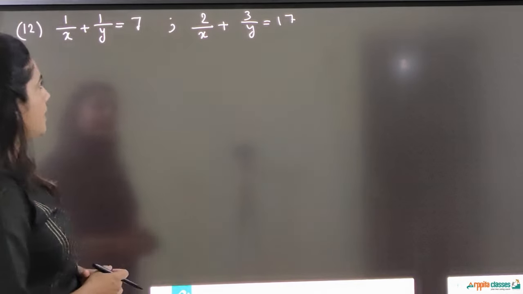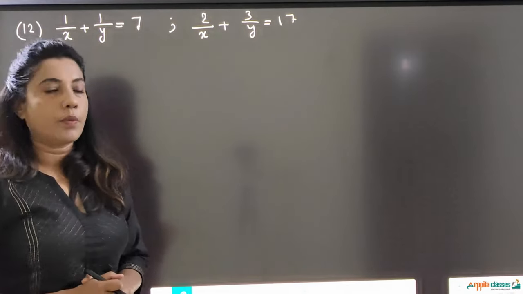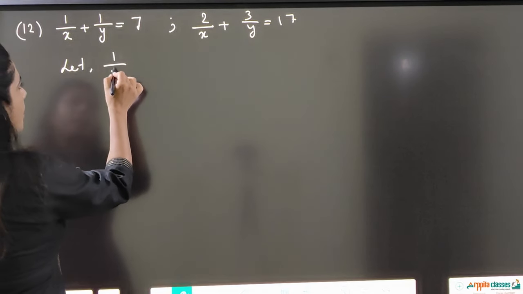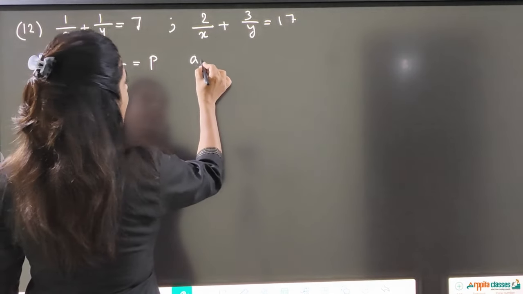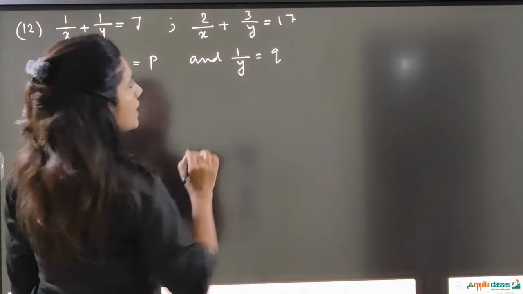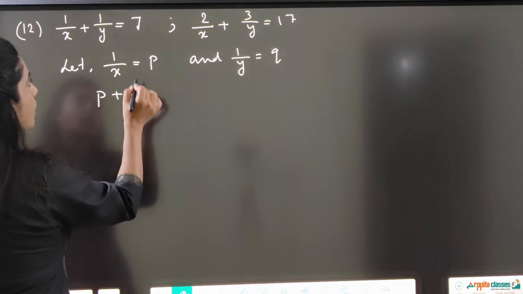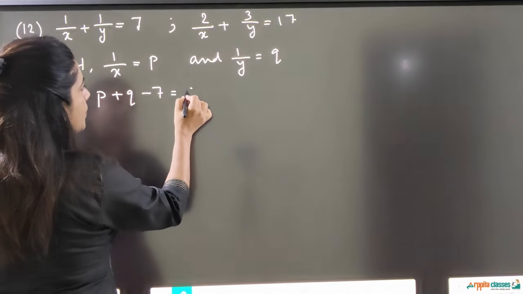Question number 12. 1 upon x plus 1 upon y is 7 and 2 upon x plus 3 upon y is equal to 17. So again here we will consider 1 upon x is equal to some other alphabet. I am considering that as p here, and 1 upon y as q. So the first equation becomes p plus q. I'll get 7 to the left hand side, and that will be minus 7 equal to 0.